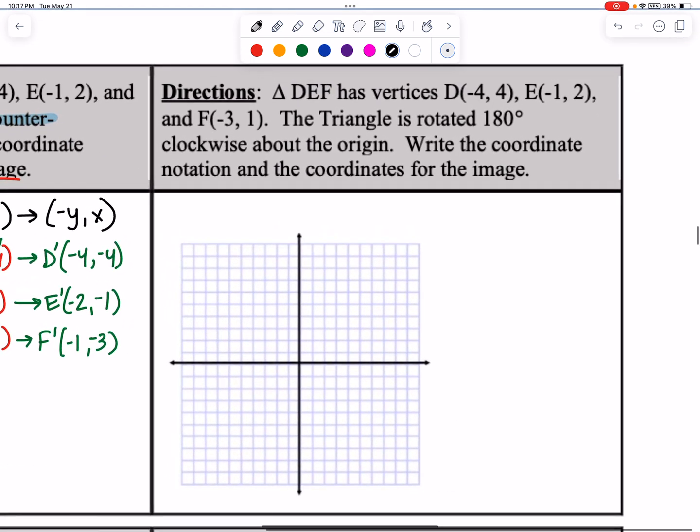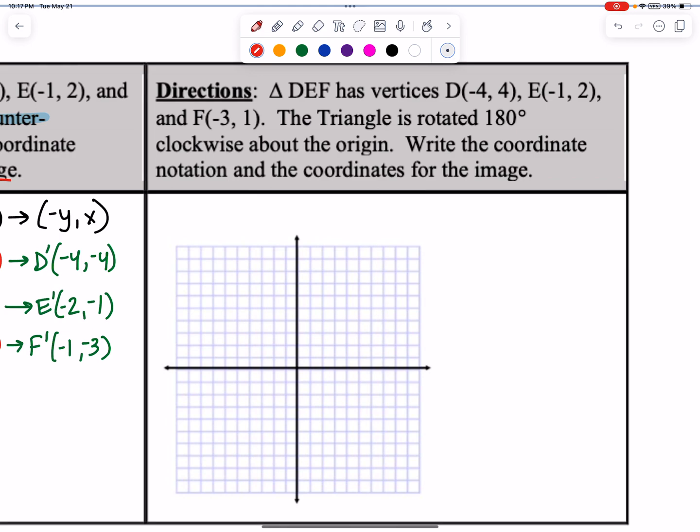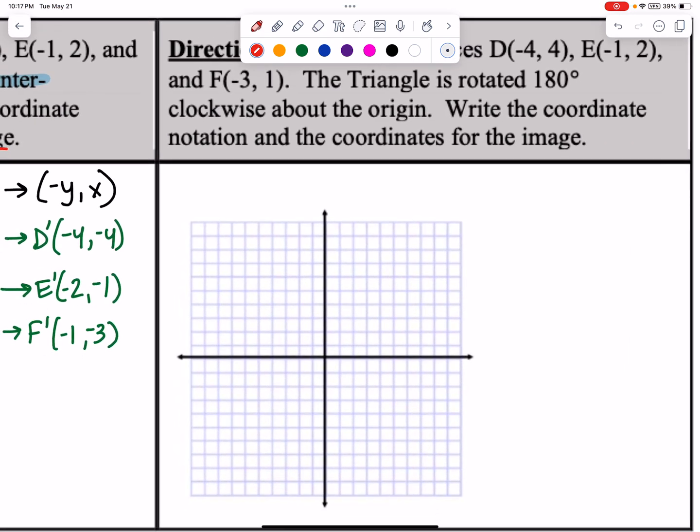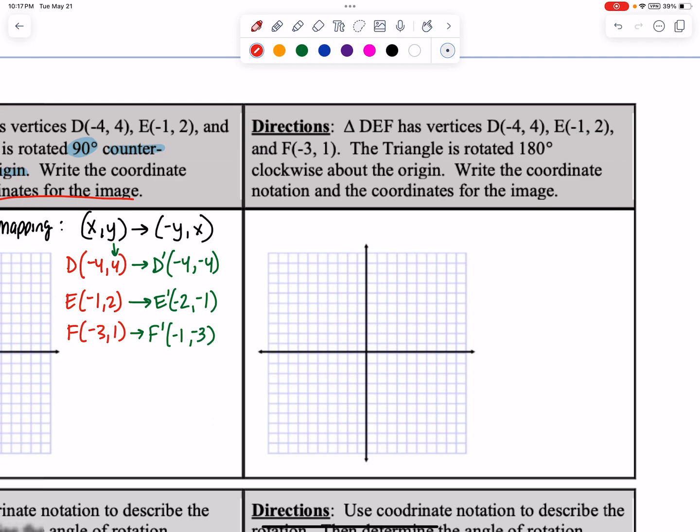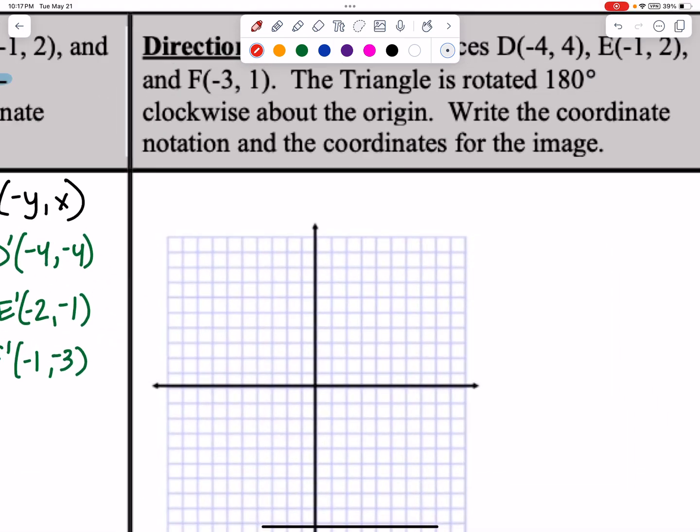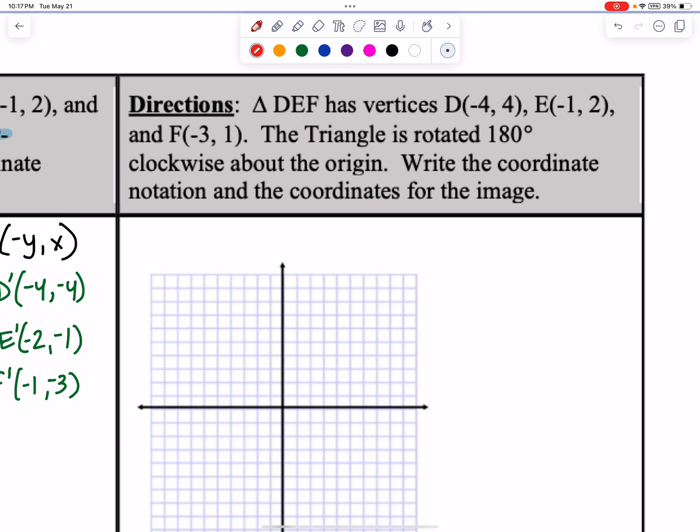Okay, all right, let's go ahead and try this one. If you want to try this one on your own, you can, or you can follow along. We have an original pre-image. Okay, so let's go and plot that. D is -4, 4. Okay, it looks like it's actually the same pre-image as the other one, but let's just go ahead and plot this. So D is -4, 4. 1, 2, 3, 4. Up 1, 2, 3, 4. That's D. We got -1, 2 is E. And we have -3, 1. 1, 2, 3. Up 1. This is F. Okay. Let's go ahead and connect our points.